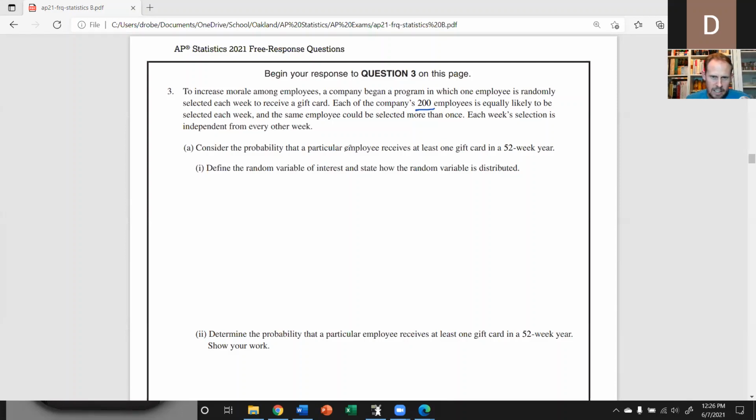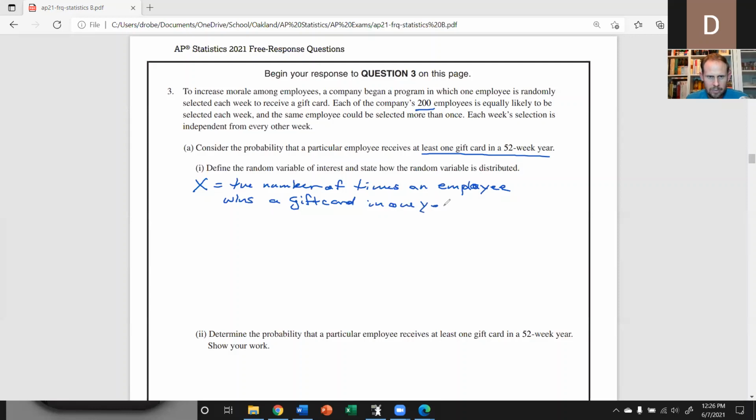Consider the probability that a particular employee receives at least one gift card in a 52-week year. Define the random variable of interest and state how the random variable is distributed. So our random variable X is going to be the number of times an employee wins a gift card in 1 year, or 52 weeks.